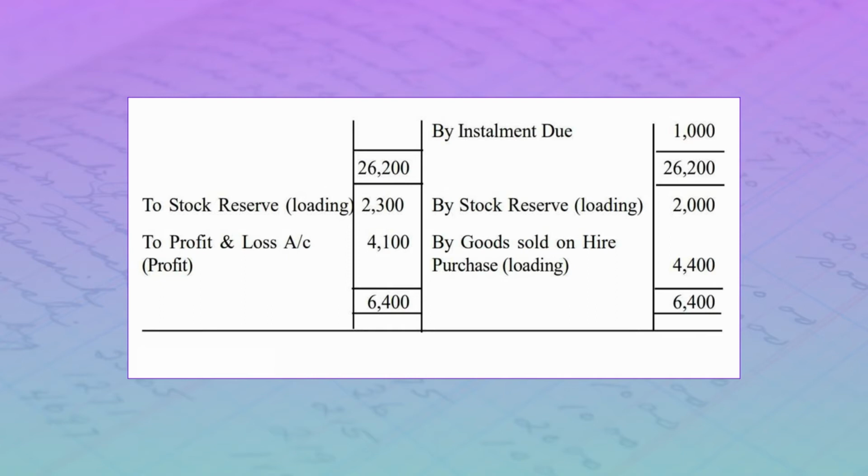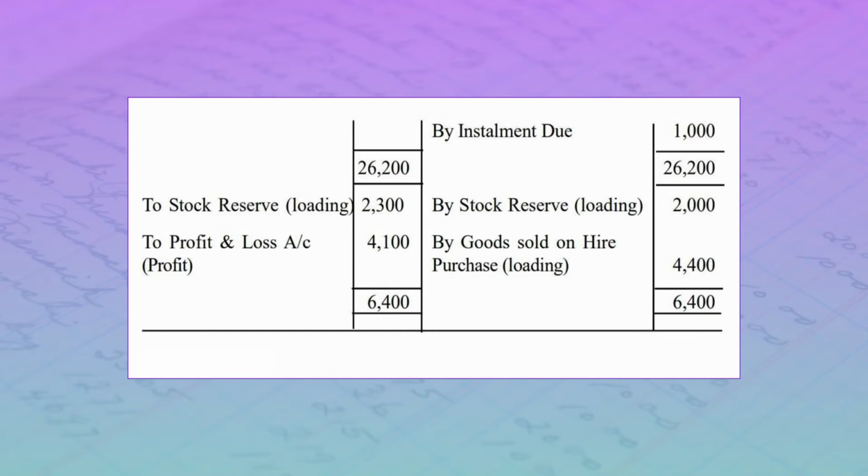So this closing installment due we have written in the credit side. So all the closing figures are always written in the credit side and the opening figures are written in the debit side. So 26,200, 26,200.